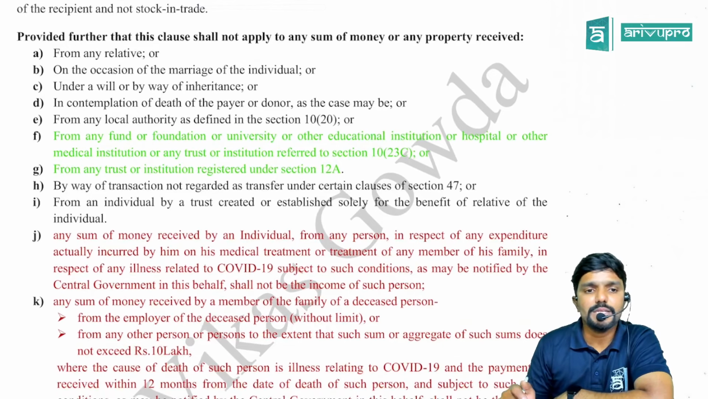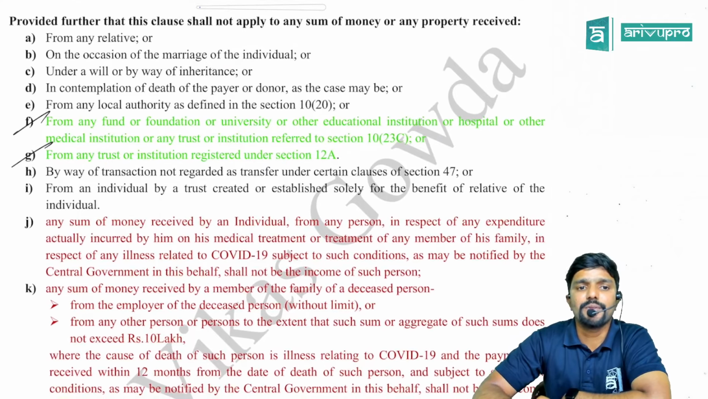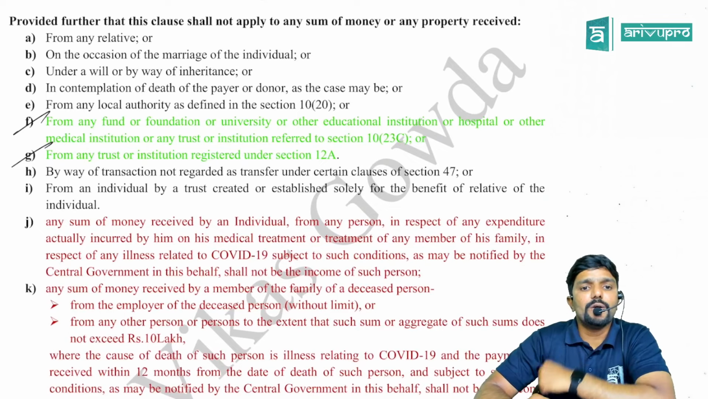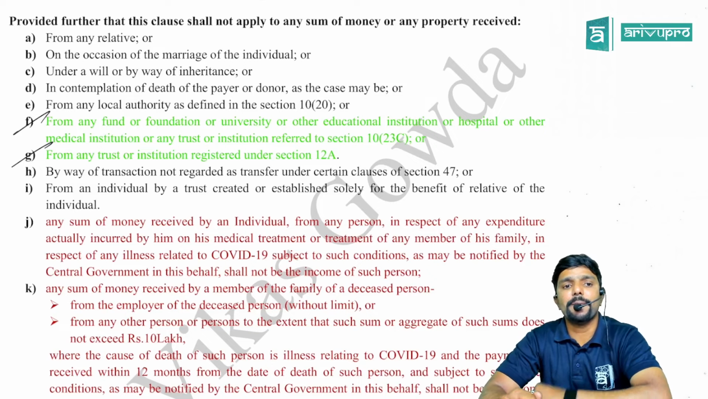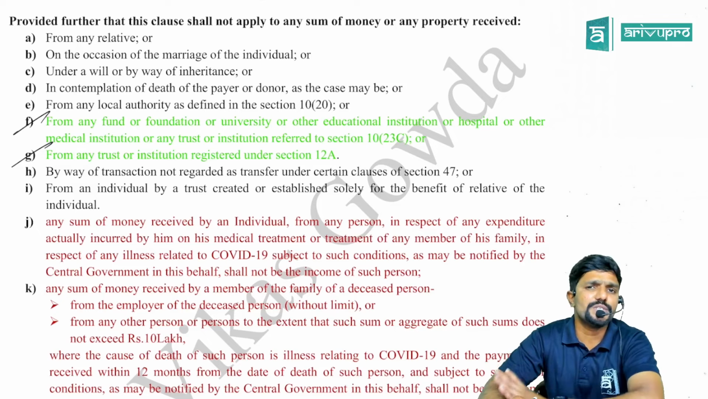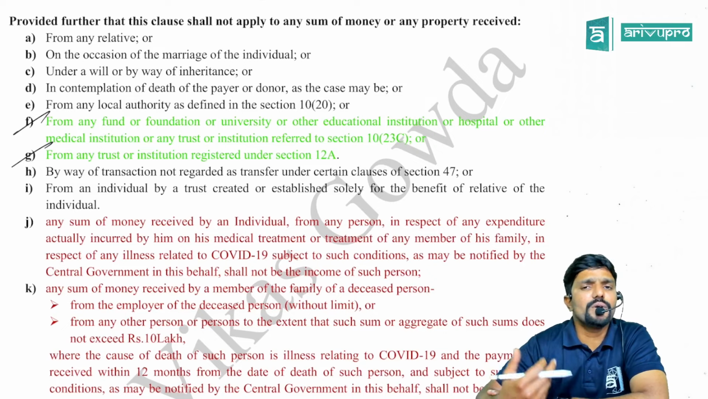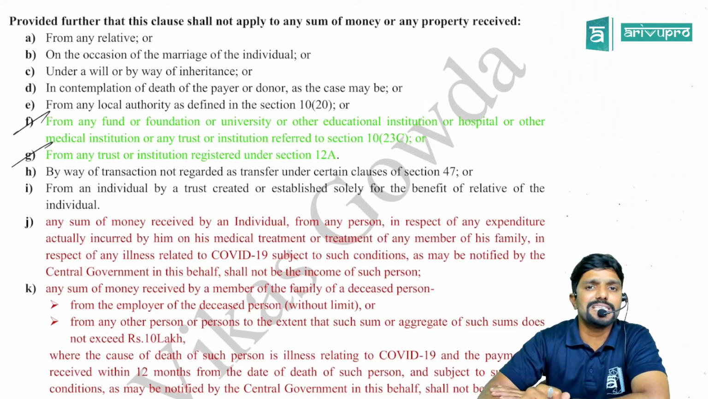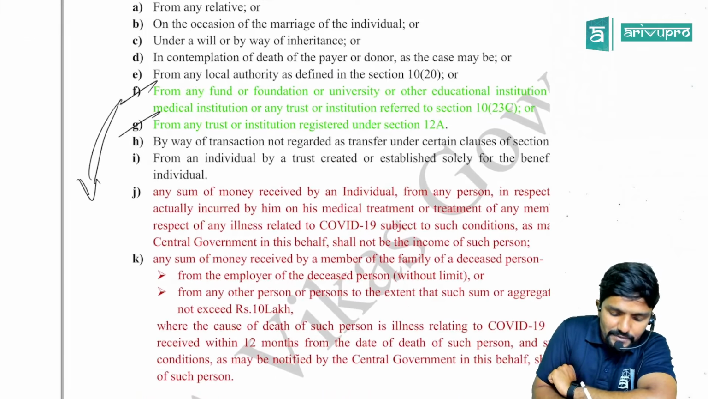But now, there is a change with respect to point F and G, guys. I have highlighted that in green color. What is it? From any fund or foundation or university or other educational institution or hospital or medical institution or any trust or institution referred to in section 10(23C), or from any trust or institution registered under section 12A. So if you are receiving any gift from such an association, institution or trust, then section 56(2)(x) will not be applicable, even though you have received it free of cost or even though you have purchased for a lesser consideration. For this, they have brought some changes now, which I have given in the bottom.